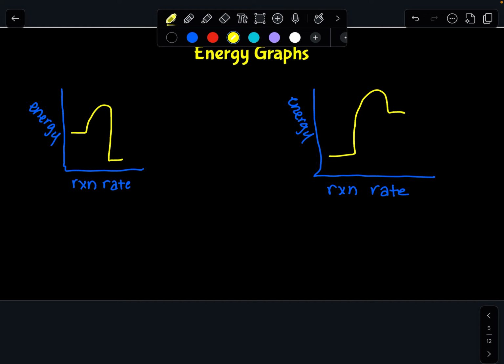Now, those two graphs are made up of the same three parts. The first part is the reactants. We're going to abbreviate it as R. So R is reactant. And reactants are the chemical compounds that you start with. Then you have what we're going to abbreviate as P, the products. And the products are what you end with, after the chemical reaction. It is the result.